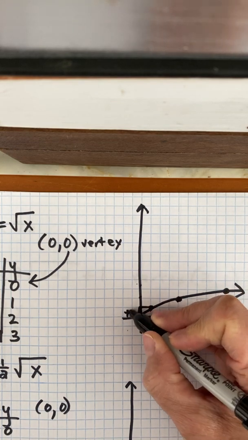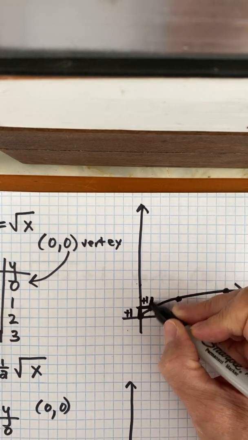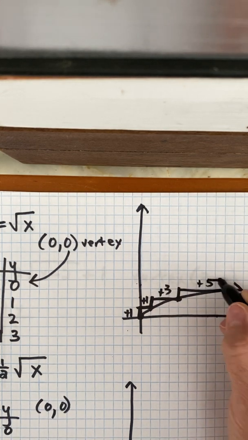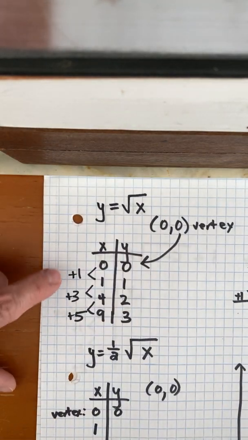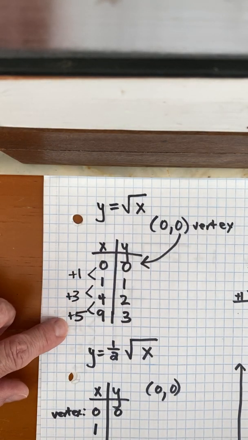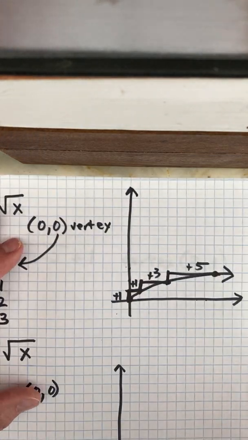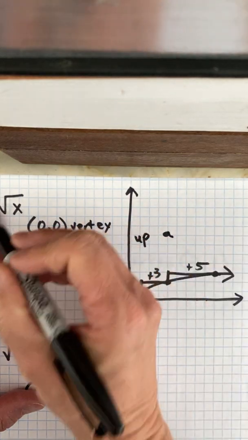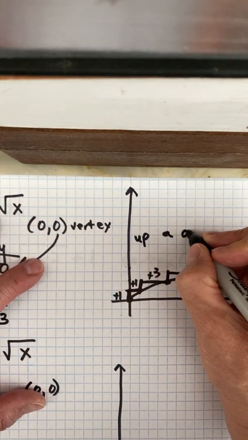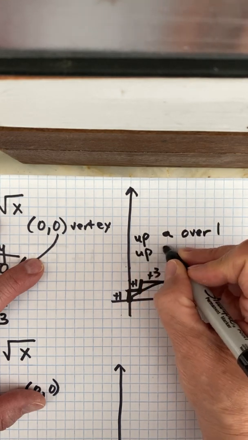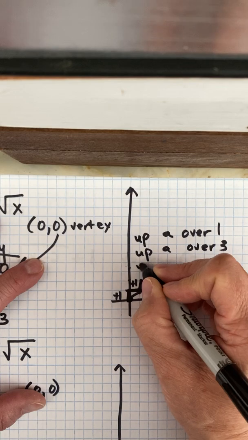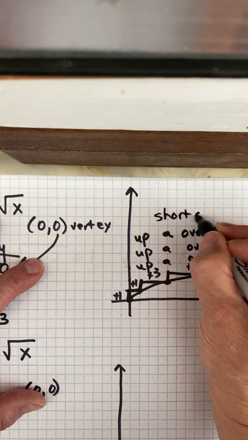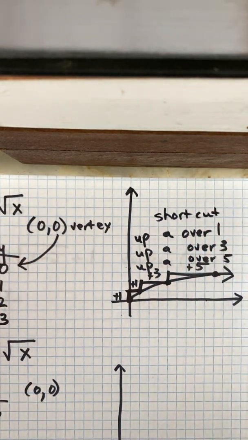Well, I go up 1, over 1. Up 1, over 3. Up 1, over 5. Okay, now notice over here, I went 1, 3, 5. So the shortcut way of graphing this is you start at the vertex, you go up A, whatever A happens to be. In this case, it's 1. And then over 1. Up A over 3, up A over 5. That is the shortcut, which you don't have to use. You can just plug in values, but it is a shortcut.